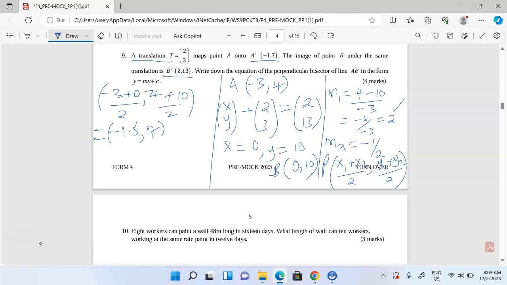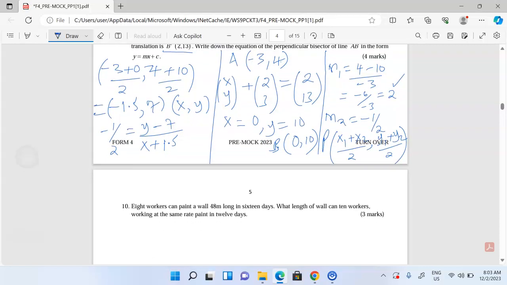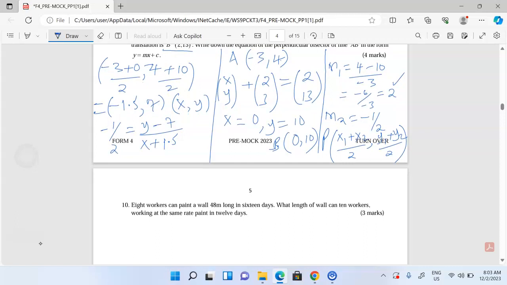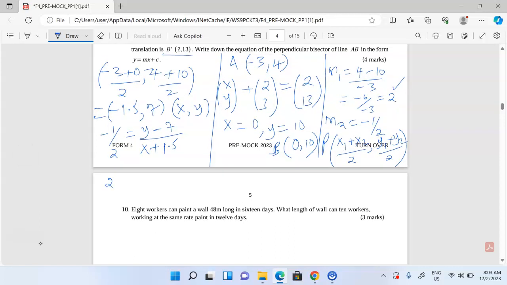Now we're going to express our gradient using one point where it passes, and we let another coordinate be (x, y). Therefore, we're going to say negative half equals change in y, so y minus 7, out of change in x, x plus 1.5, because of minus negative 1.5. So now at that point we can cross multiply. I'm going to have 2 multiplying with y minus 7. That becomes 2y minus 14 equals negative 1 by x and also negative 1 by 1.5.